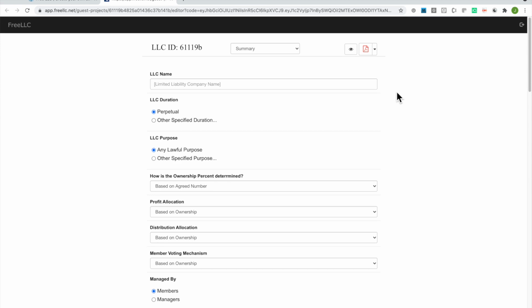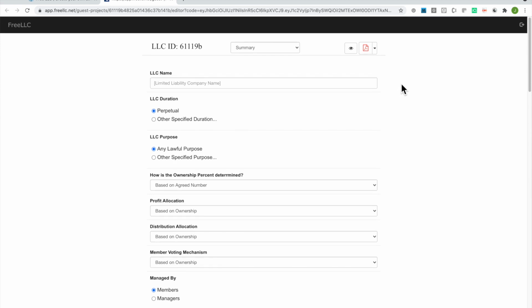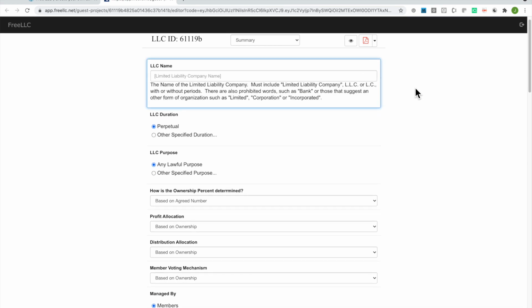So let's go down the list. The first is the name of the LLC. Once you click on the general idea area, it'll also tell you a bit more about the question. So it'll tell you you must include the words limited liability company or the letters LLC or LC with or without periods. I think the most common is LLC without the periods, and a lot of times people put a comma before it. So the big company, comma LLC. The only thing I would say about that is that if you do put a comma there, make sure you remember that and do it consistently all throughout.